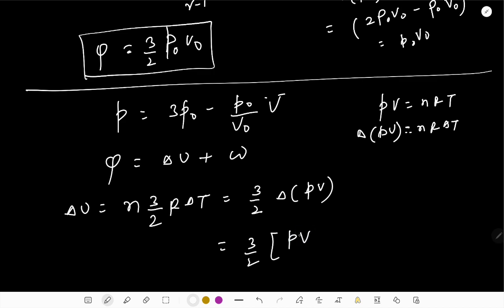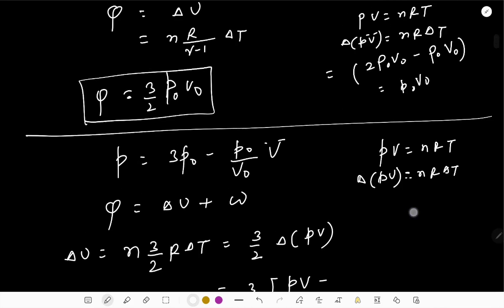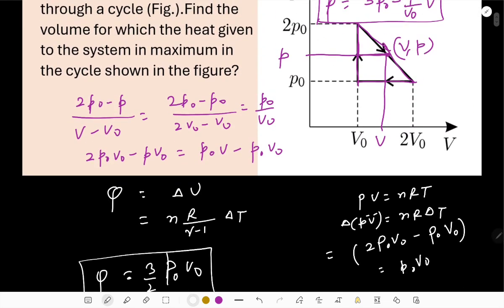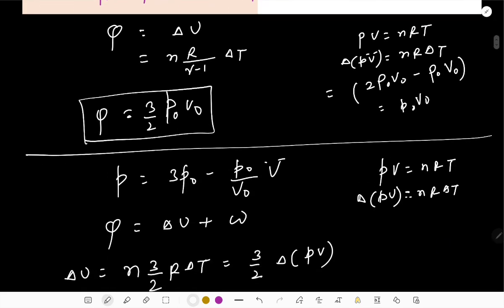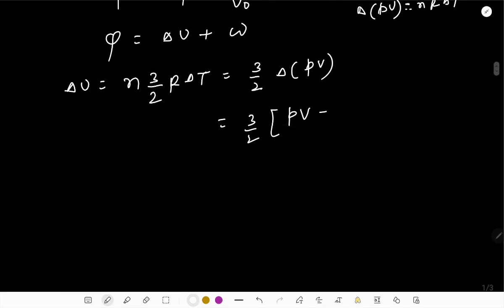So in these cases I would like to write 3 by 2 delta PV as, in the final situation, P multiplied by V minus the initial condition. The product of PV initially is simply 2P naught V naught. Yeah, that's right. And I have the expression for P as well.